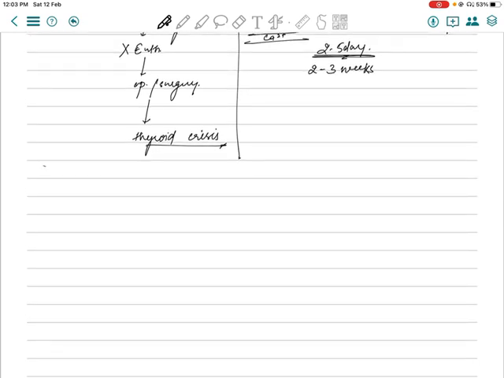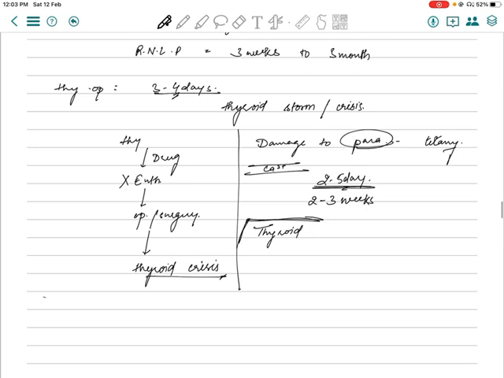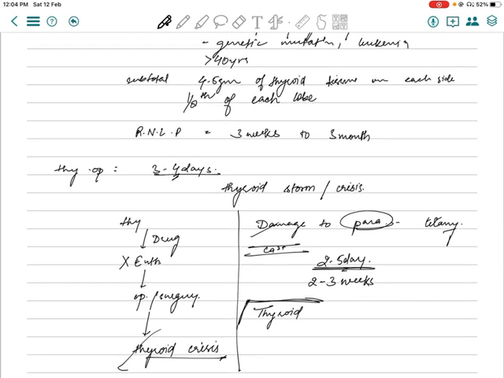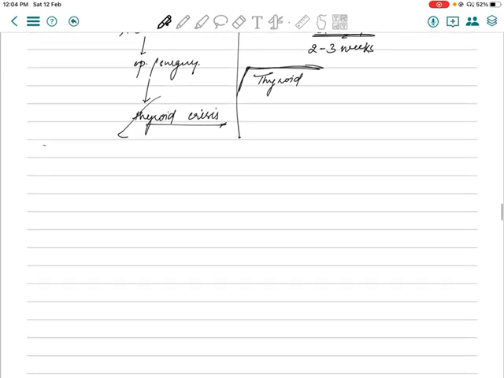Now there could be thyroid insufficiency. It's the most common complication following thyroid surgery. It usually appears within 2 years. Thyroid insufficiency, so they are the late causes. The early causes are like damage to parathyroid and thyroid crisis. Thyroid insufficiency is the most common complication.